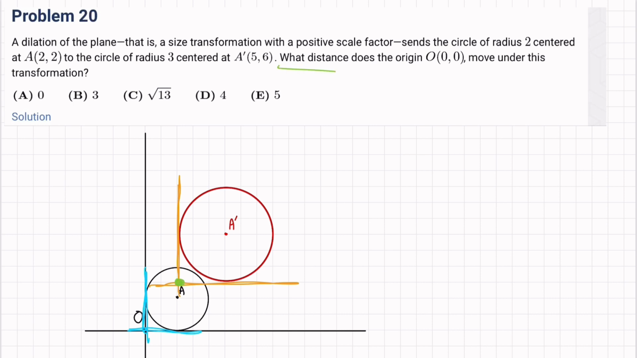What distance does the origin move under this transformation? So that will be the distance from O to right here. So that's a distance of, if we do the Pythagorean theorem, root of 2 squared plus 3 squared equals root 13. So the answer is C.